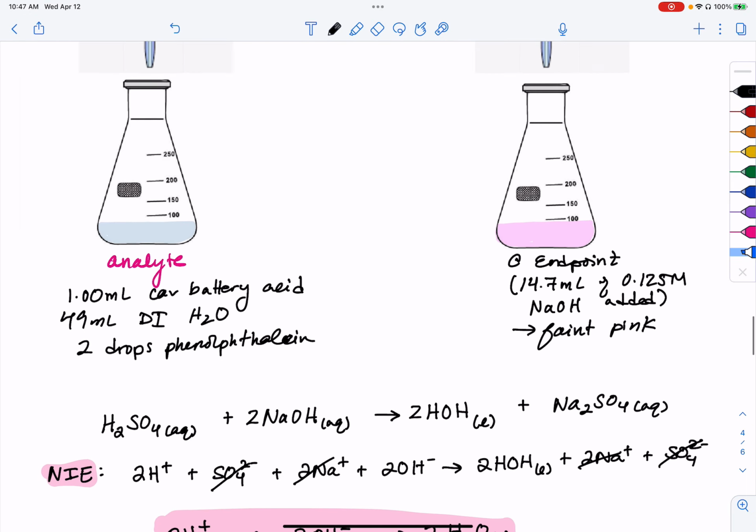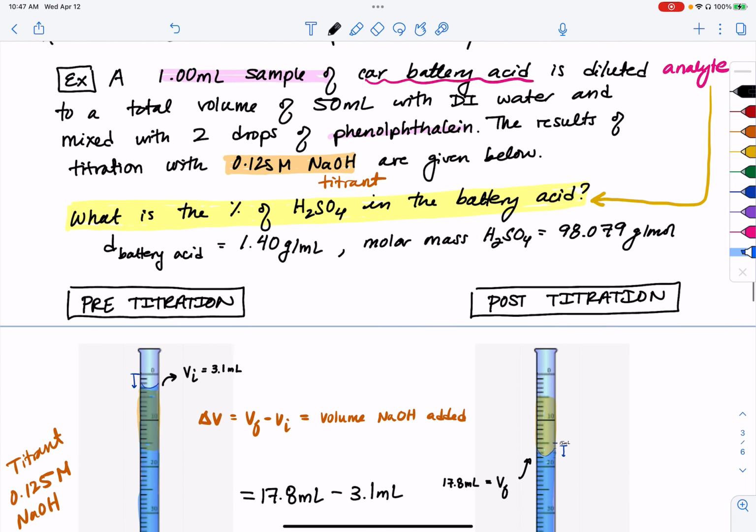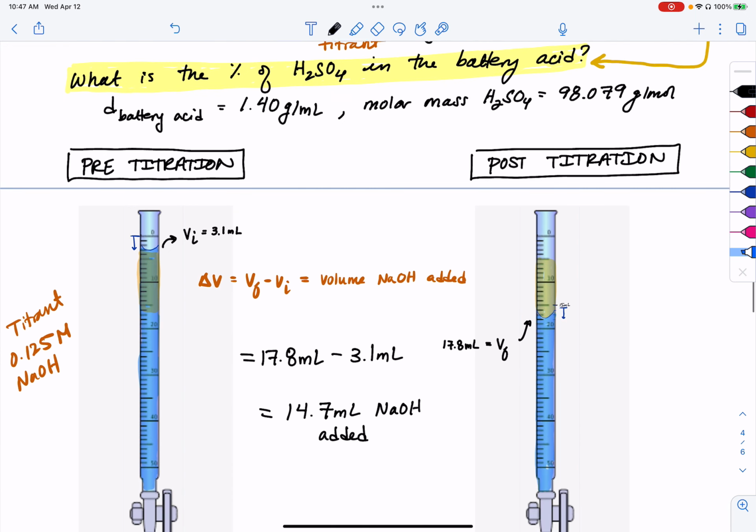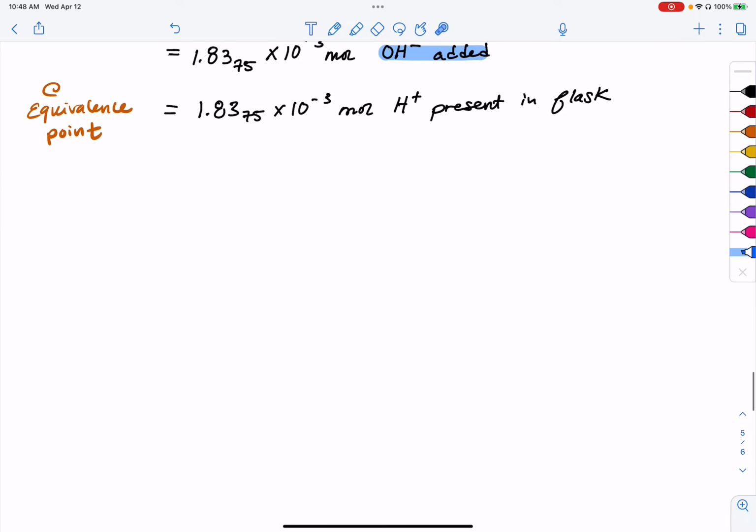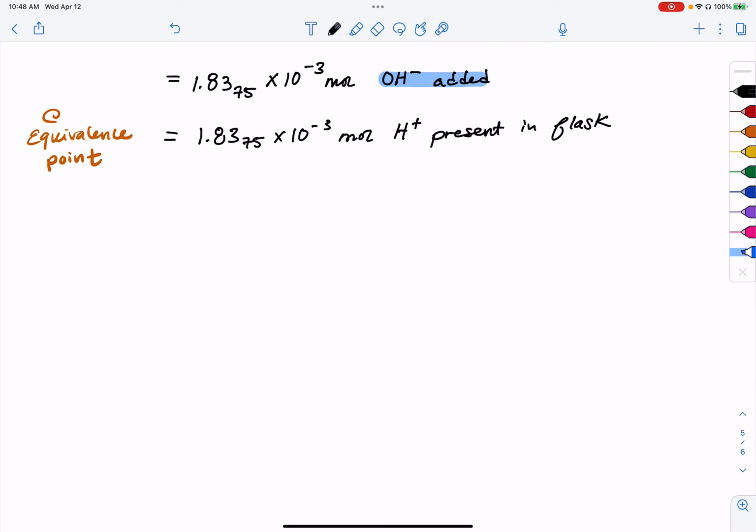And let's be careful here. What are we ultimately being asked? We are being asked about the percent of H2SO4 in the battery acid. So I don't want just information about the H+ ions, but rather the H2SO4 molecule, sulfuric acid.